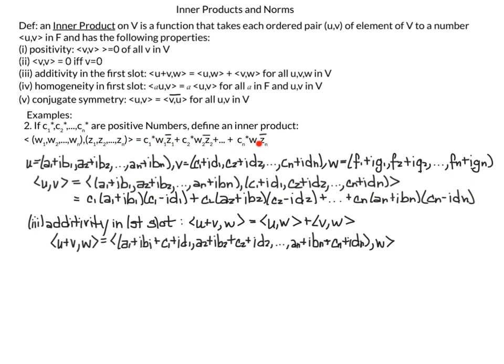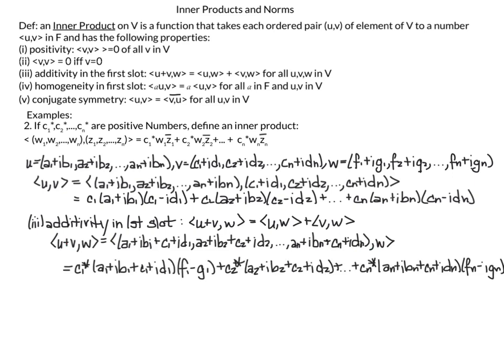So my new definition of my inner product is c1 asterisk times w1 times the complex conjugate of z1, c2 asterisk times w2 times the complex conjugate of z2, up to cn asterisk times wn times the complex conjugate of zn. So now I can define my inner product of u plus v and w. I'm going to have my c1 asterisk times my first coordinate of u plus v, which is (a1 plus ib1) plus (c1 plus id1), times the complex conjugate of my first coordinate of w, which is f1 minus ig1.